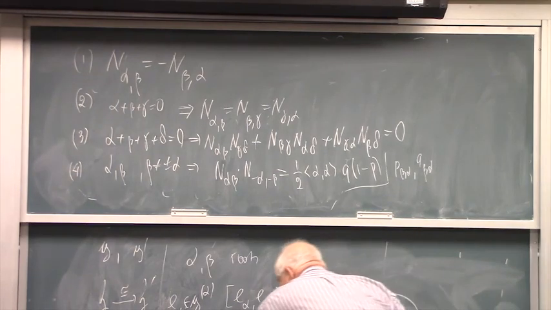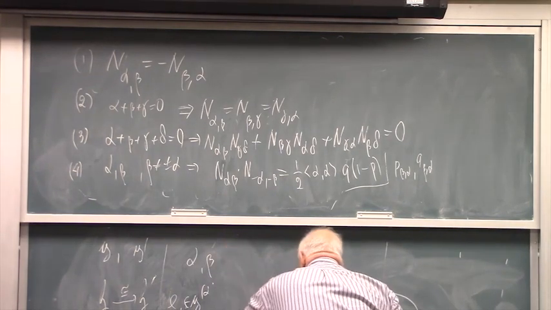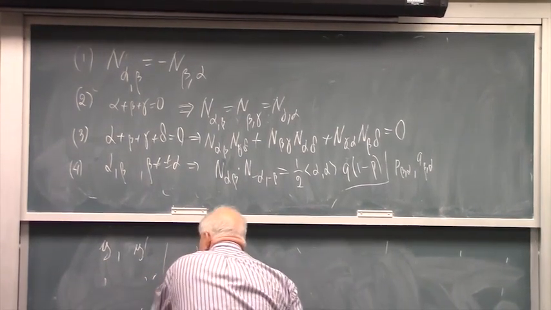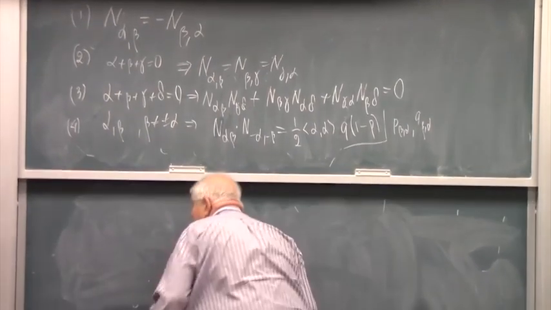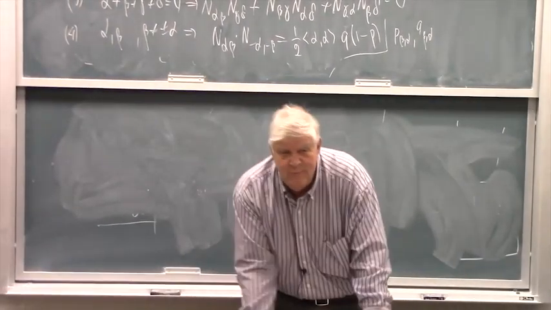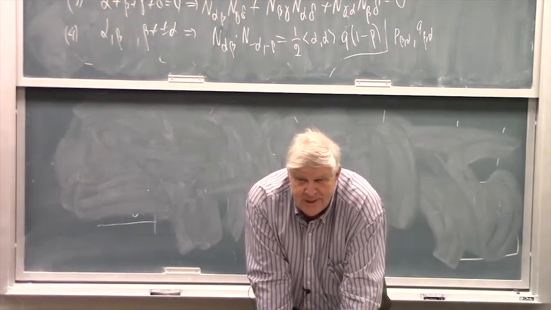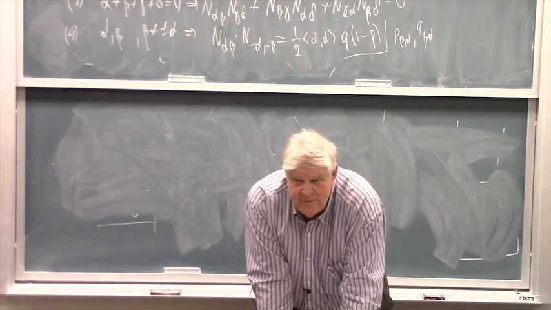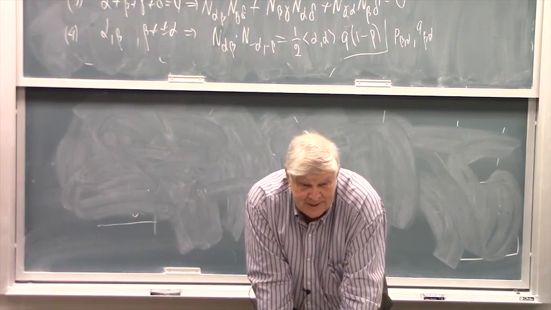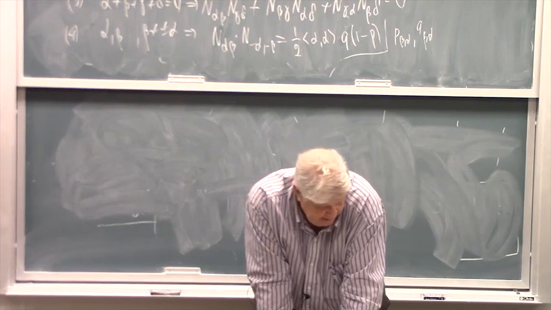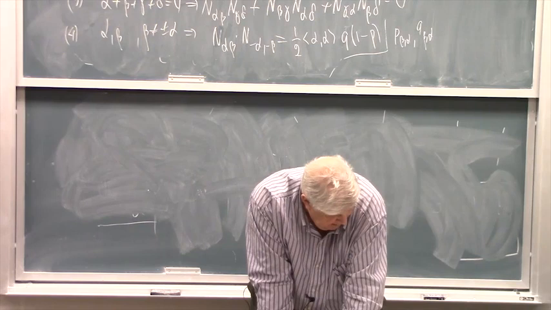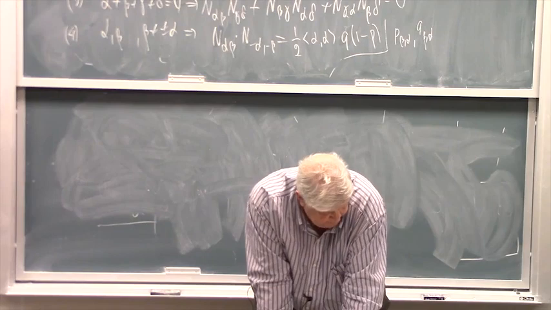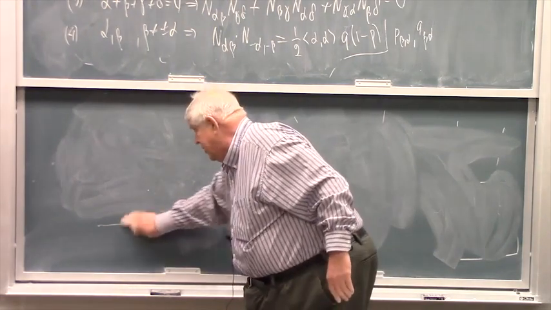Very interesting. Number 1 is obvious. So obvious that I even don't want to waste a line for it. My board is not this big. So N alpha beta and N beta alpha are the same, only with the sign minus. So the first is obvious. Number 2. Certainly to prove both 2 and 3, we need to use the Jacobi identity.